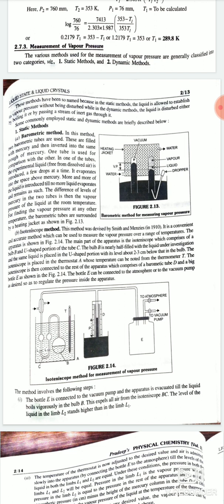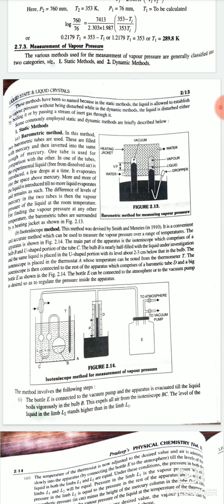B part is the isoteniscope method. This method was devised by Smith and Menzies in 1910. It is a convenient and accurate method which can be used to measure the vapor pressure over a range of temperatures. The main part of the apparatus is the isoteniscope, which comprises a bulb B and a U-shaped portion of the tube C. The bulb B is nearly half filled with the liquid under investigation, and the same liquid is placed in the U-shaped portion with its level about 2 to 3 cm below that in the bulb.